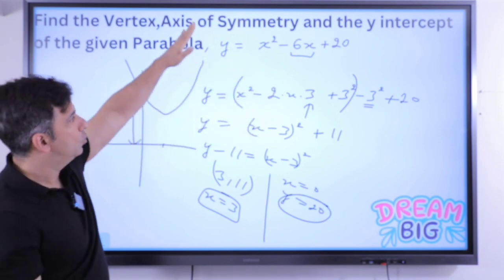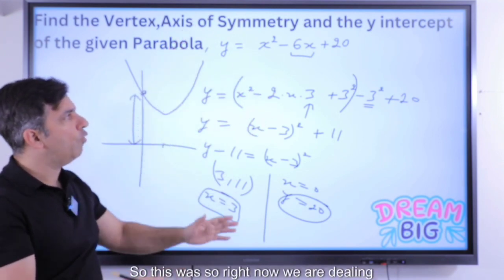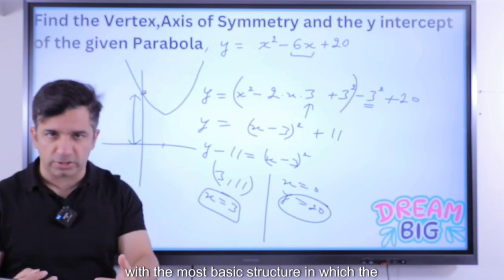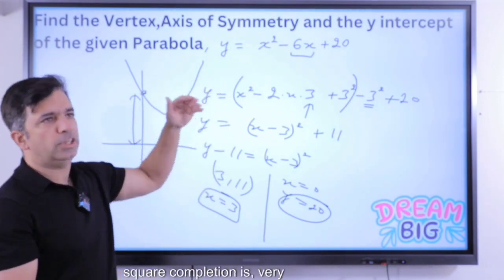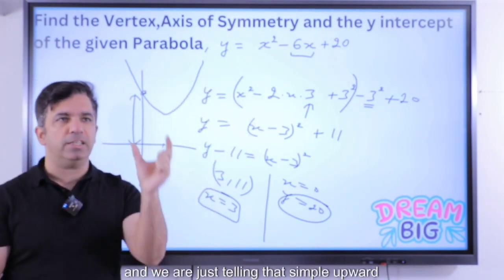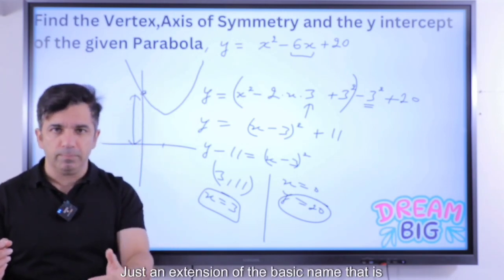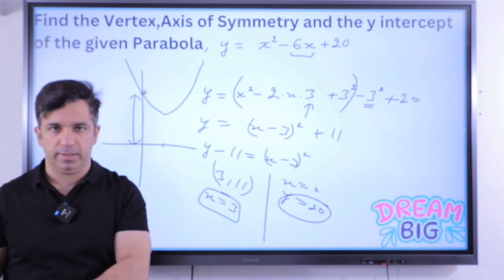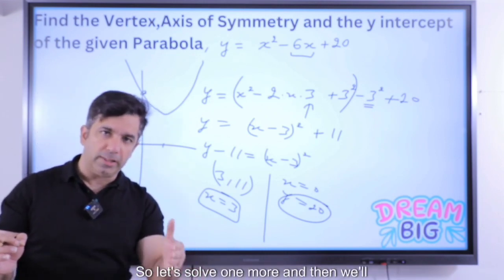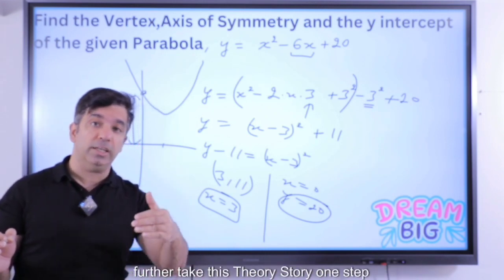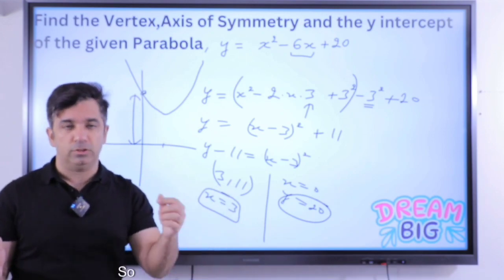This is the answer of that last part, the y-intercept. Right now we are dealing with the most basic structure in which the square completion is very straightforward, and we are just dealing with that simple upward parabola, just an extension of the basic y is equal to x squared. So let's solve one more and then we'll take this story one step further. Just solve this one now.